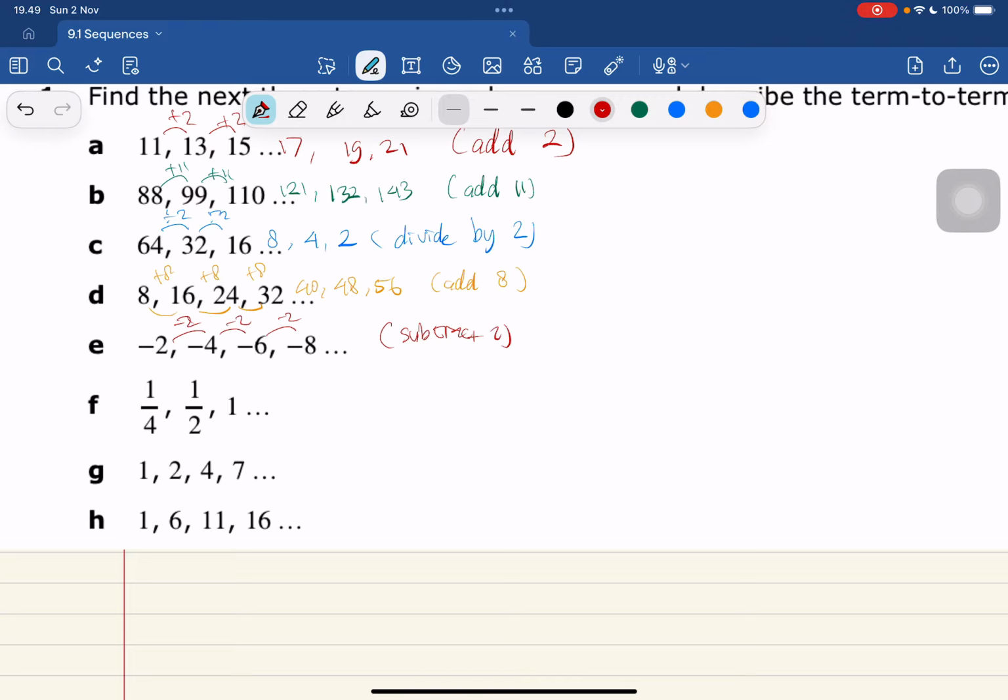Okay, next question, we got 1 over 4, then 1 over 2, and then 1. Okay, the difference is times 2, times 2. So we're going to get 2, 4, and 8. So this is multiply by 2.